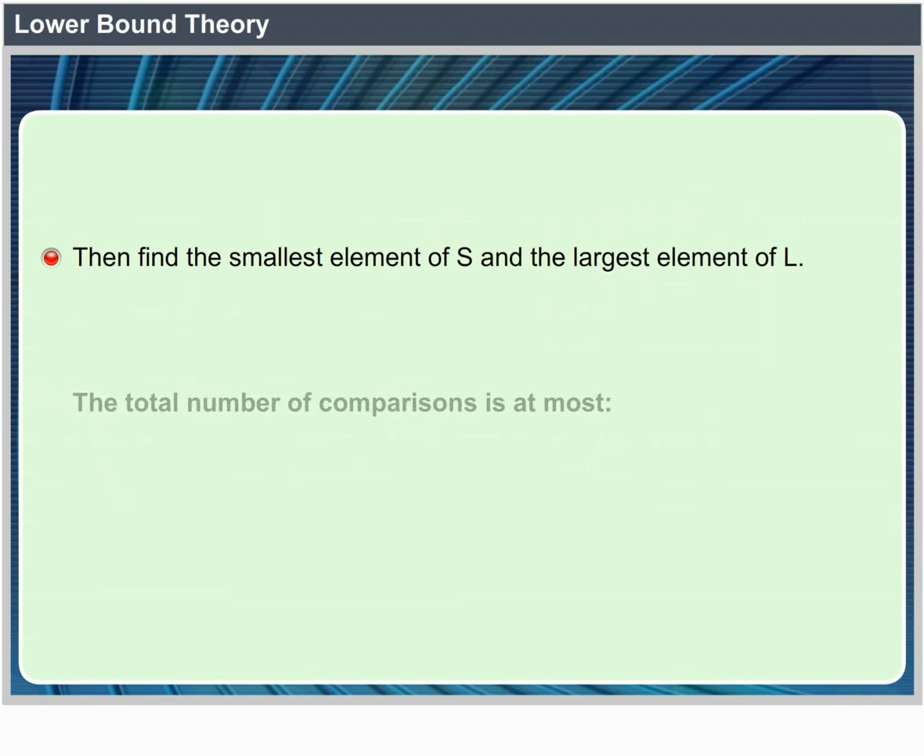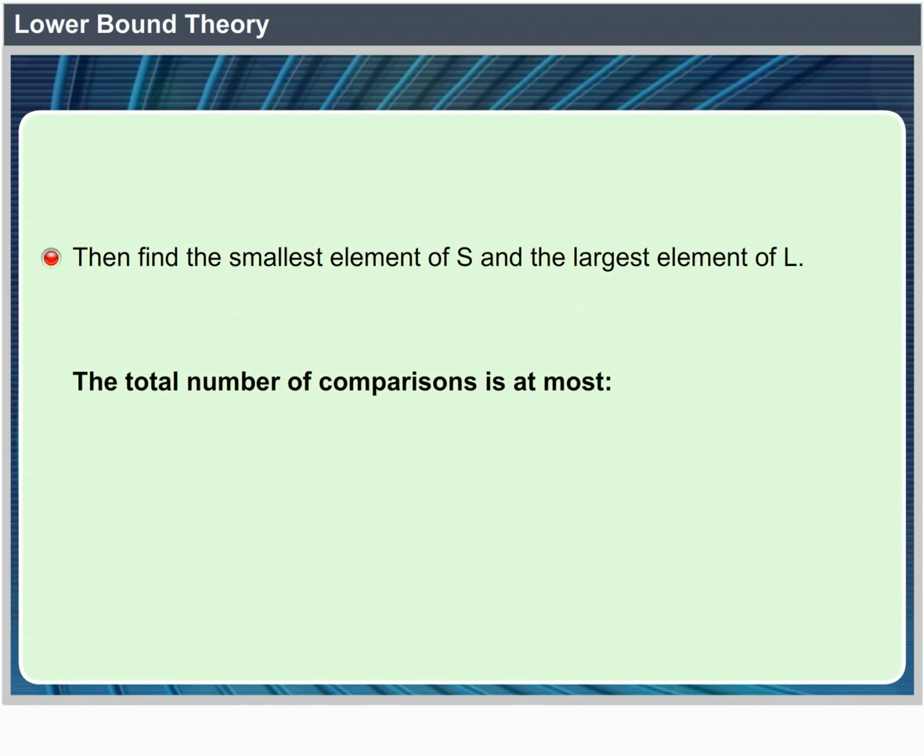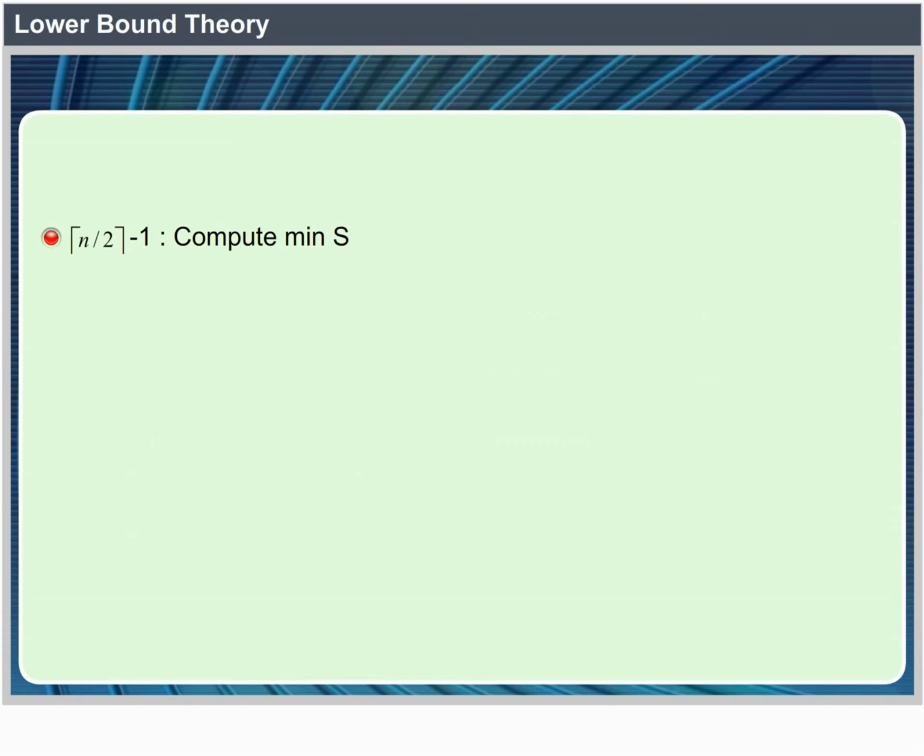The total number of comparisons is at most: ceiling of n by 2 to build S and L, ceiling of n by 2 minus 1 to compute min S, and ceiling of n by 2 minus 1 to compute max L. Ceiling of n by 2 plus ceiling of n by 2 minus 1 plus ceiling of n by 2 minus 1 equals ceiling of 3n by 2 minus 2.